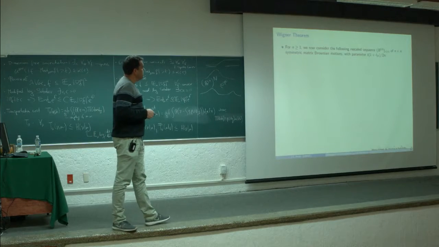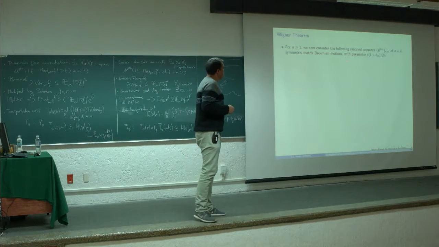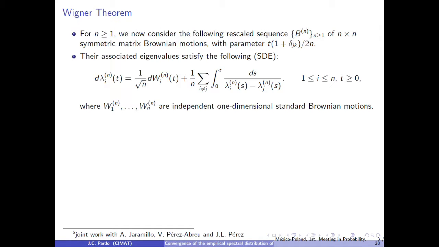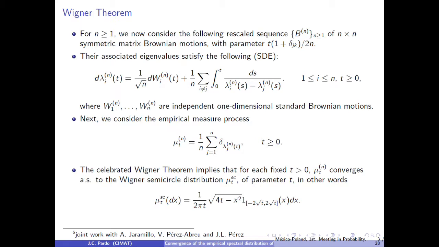Then for n bigger than 1, we can consider the following rescaled sequence. We rescale in an appropriate way, as we saw this morning, so it has 1 over n. And then we observe that the associated eigenvalues satisfy the following rescaled version of the previous. If we consider the empirical measures, as Jacek defined them, the celebrated Wigner theorem implies that for each fixed t, m_t converges to the Wigner semicircle distribution of parameter t. So in other words, we have this convergence.